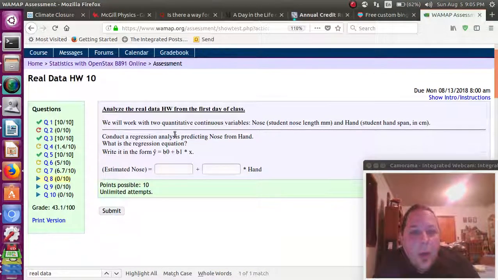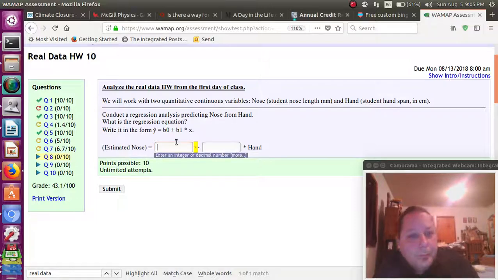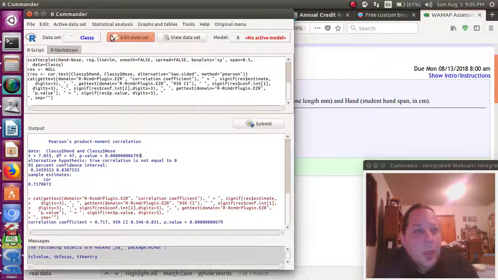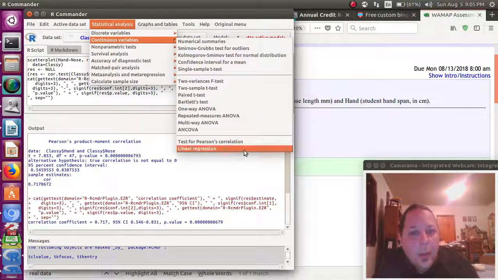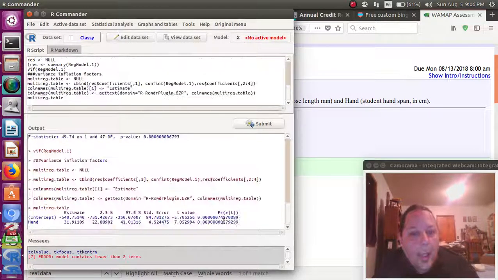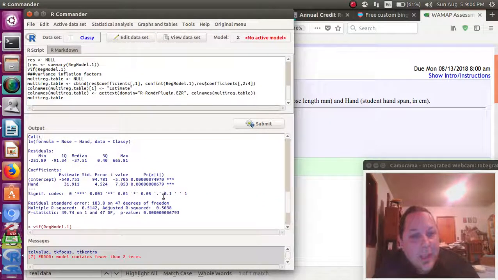Analyze the real data homework for the first day of class. I'm going to conduct a regression analysis to predict nose from hand. Okay. So I've already got the data set open from the previous questions. Statistical analysis, continuous variables, linear regression. My response variable is nose, predicting that from hand. And then I click OK. Now it drops me off at a bunch of stuff that I don't look at for an introductory class. I have to scroll up to get to the good stuff.